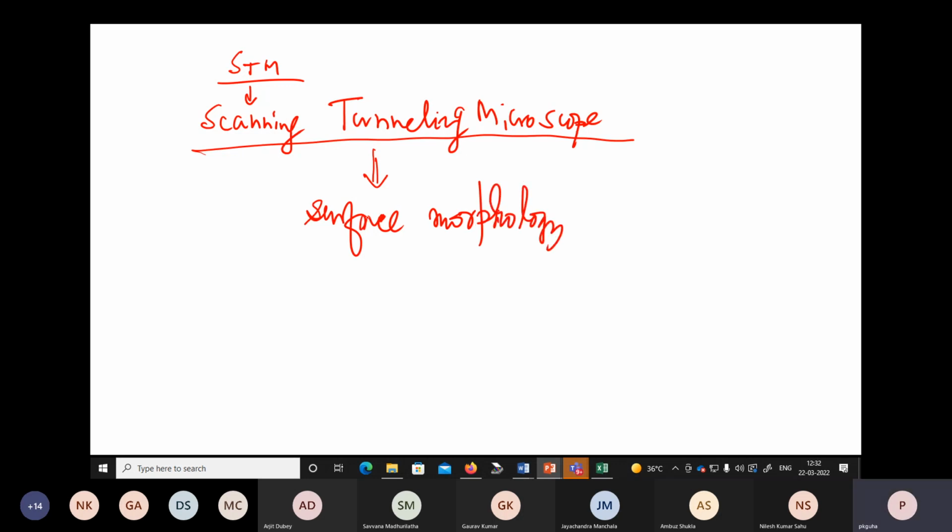It will give you the height of your sample. It will also give you your sample size, the nanostructure size and so on. So this STM, the way it works, as the name suggests, is in the form of tunneling. Okay, so STM contains a very sharp tip.